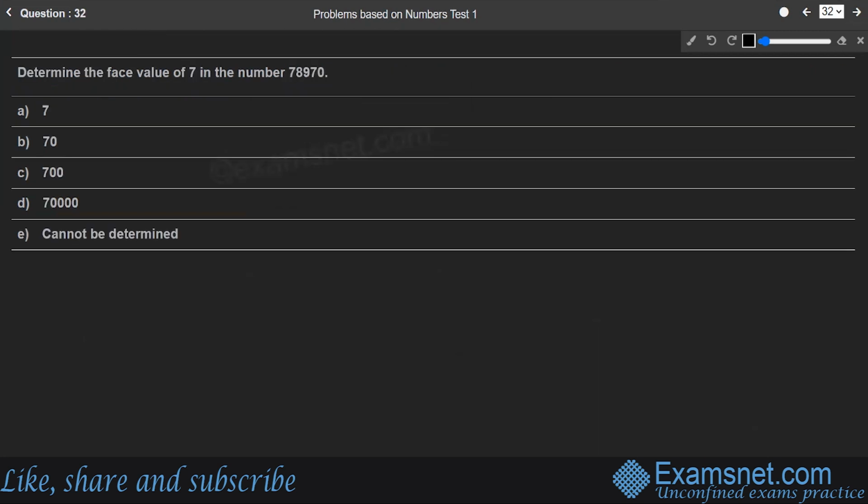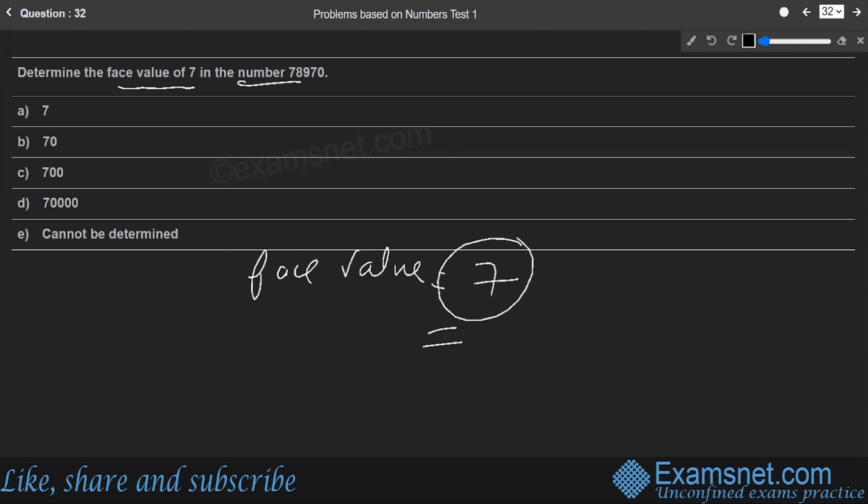Now, determine the face value of 7 in the number. See, the face value of any number is the exact value of that number. It doesn't depend on where the particular number has been placed, either in the unit digit or in the tens digit. It really doesn't matter. The face value of the number always remains as it is. So the face value of 7 in any number will be just 7. Wheresoever it is found, the face value will always be just 7. So the right answer is option number A.